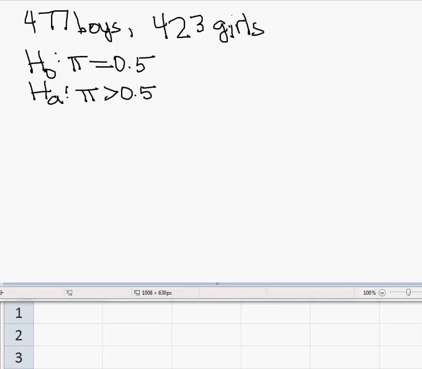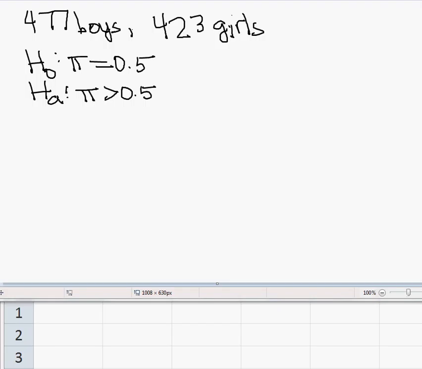I want to talk about one of the homework problems, problem 12.20. There's a random sample of 900 births. 477 of the births are boys, 423 of the births are girls. And the question is to test the equally likely births hypothesis against the alternate hypothesis that there are more boys than girls that are born.